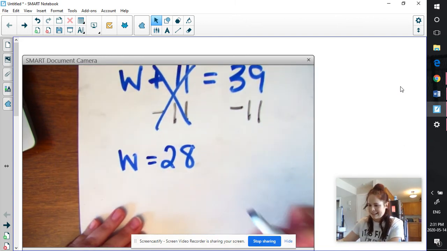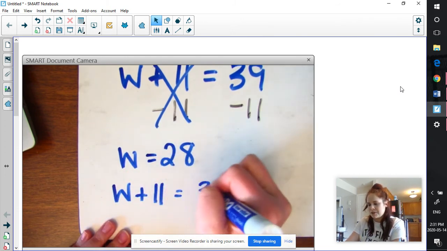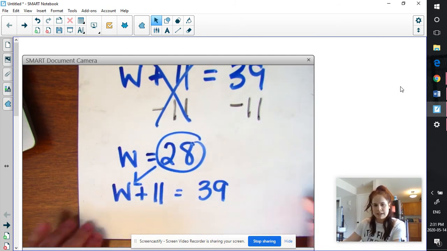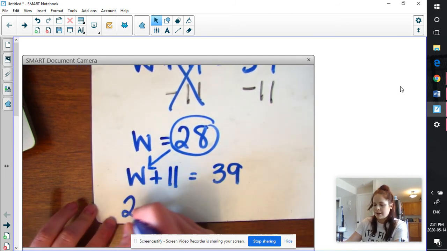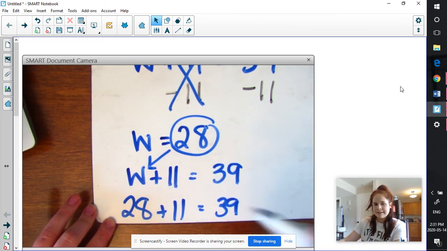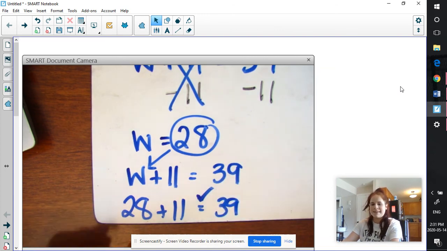Now let's check it. Our original equation was w plus 11 equals 39. I'm going to substitute 28 into the place of w. So I'm going to write 28 plus 11 equals 39. Is that true? Yes.